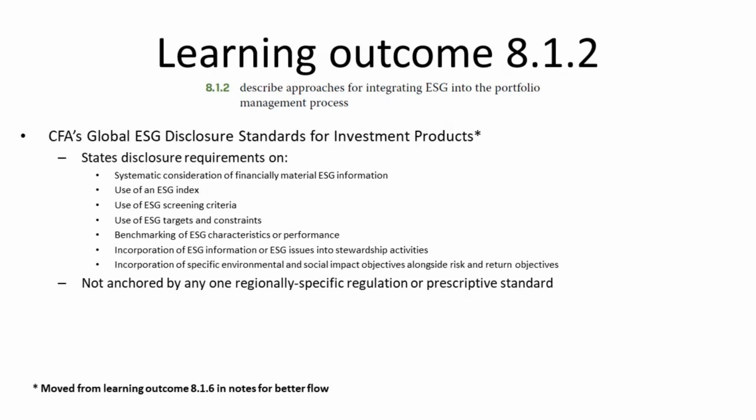And these standards state disclosure requirements on the following things, such as systematic consideration of financially material ESG information, use of an ESG index, use of ESG screening criteria, use of ESG targets and constraints, benchmarking of ESG characteristics or performance, incorporation of ESG information or ESG issues into stewardship activities, and incorporation of specific environmental and social impact objectives alongside risk and return objectives.